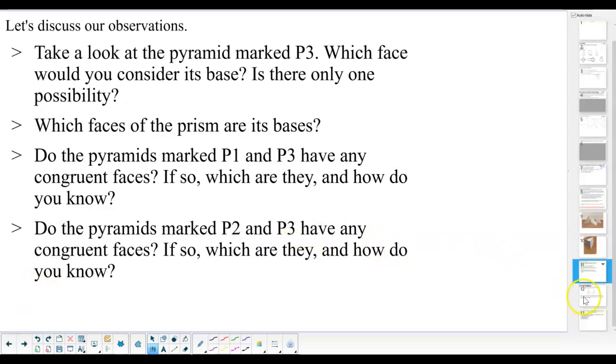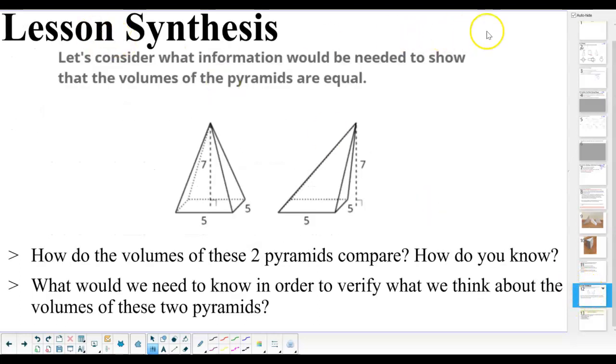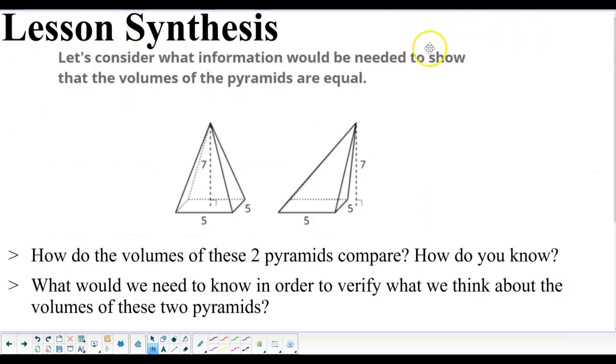Okay, now that you had a chance to talk about those, let's synthesize today's lesson and what you should take away from it. So let's consider what information would be needed to show the volumes of the pyramids are equal. So here I have 2 volumes. You can see 2 solids. They're both pyramids. And they have the exact same base, a 5 by 5 square. So how do you know the volume of the 2 pyramids are the same? Why do we know that?